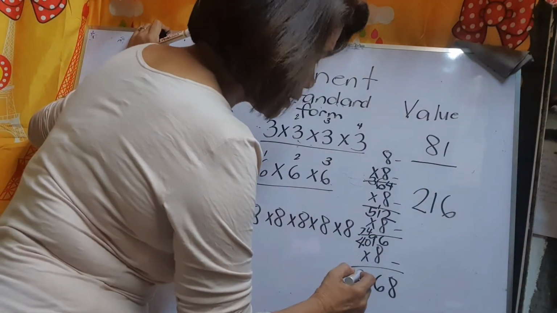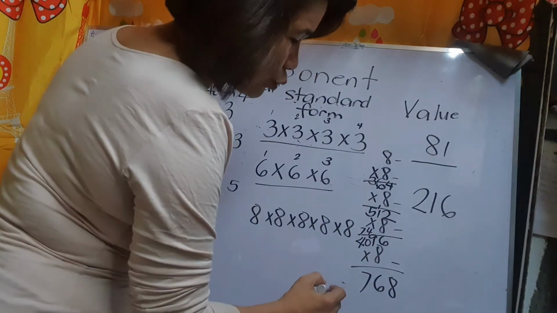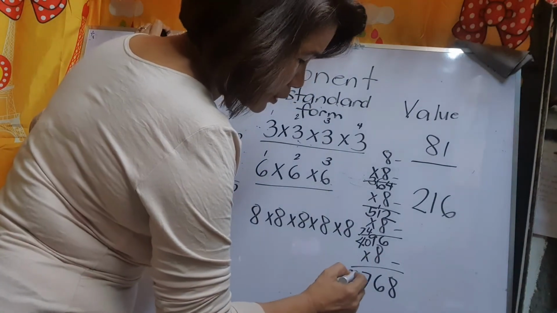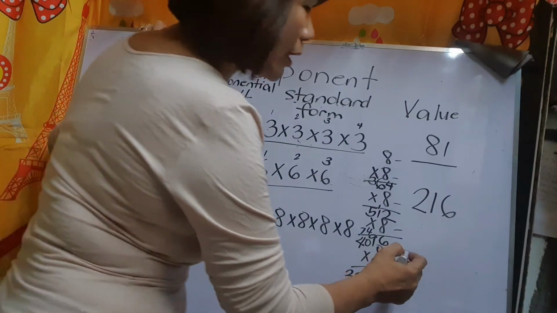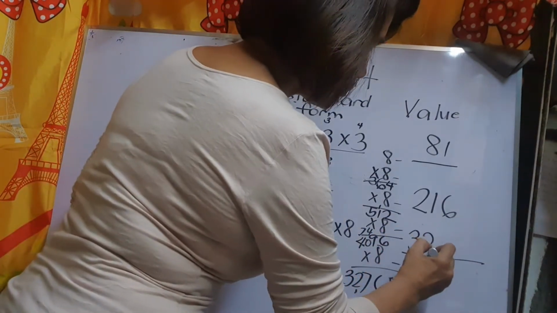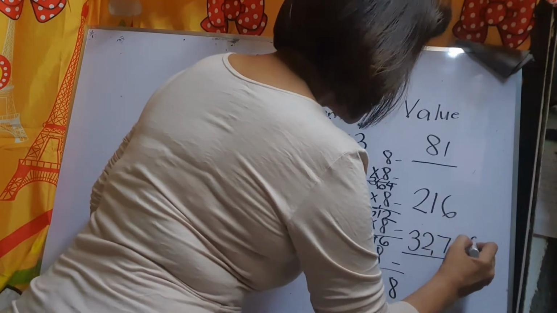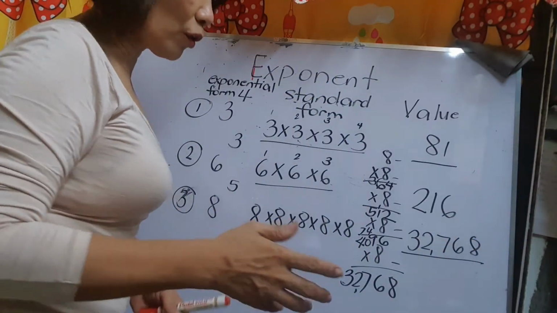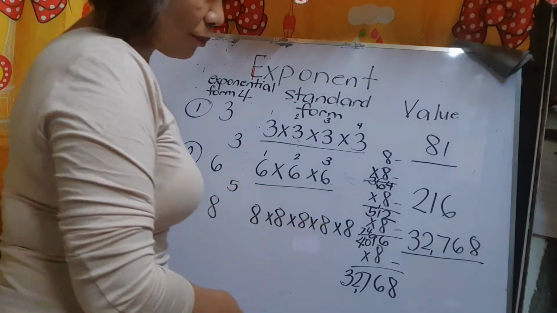Plus 7 is 7. 8 times 4 is 32. Okay, so this is now the value: 32,768. So that is the value of 8 to the fifth power.